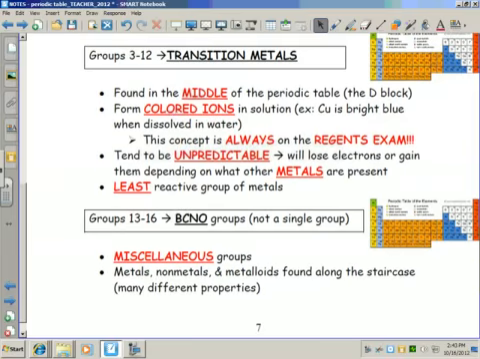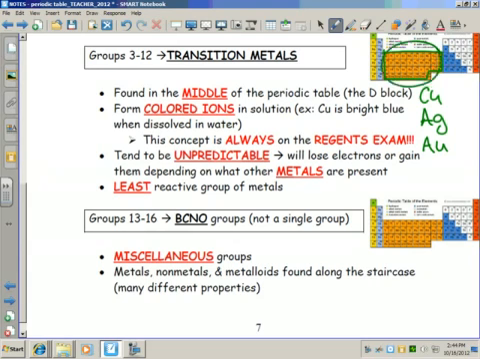And then we have groups 3 through 12. This block of elements is called the transition metals. The transition metals are where you find your more common metals, the ones you guys are familiar with. Copper, silver, gold, these are all transition metals. Zinc, chromium, iron, these are all found in this group here, also referred to as the D block.